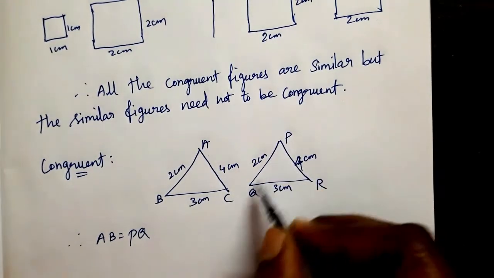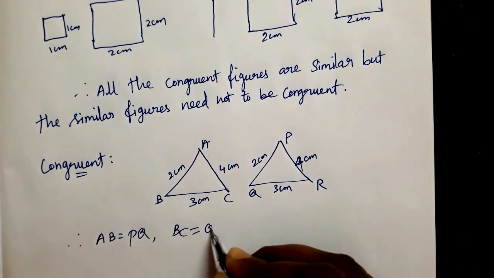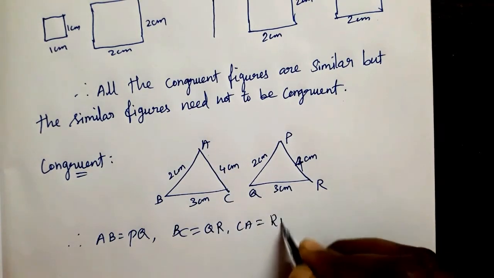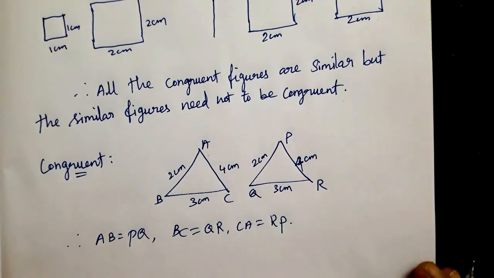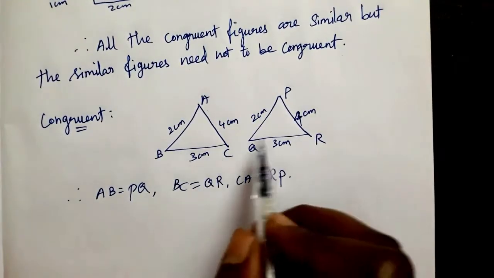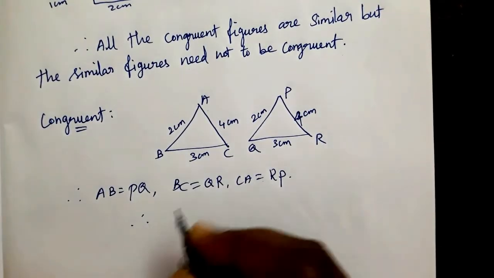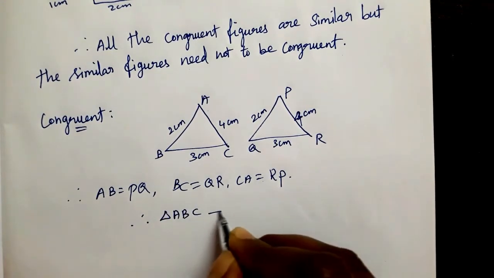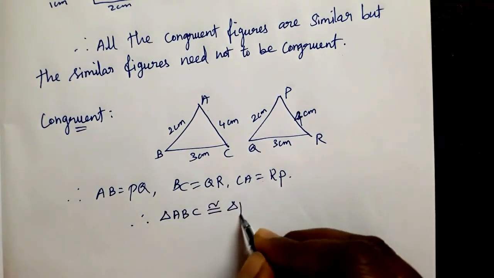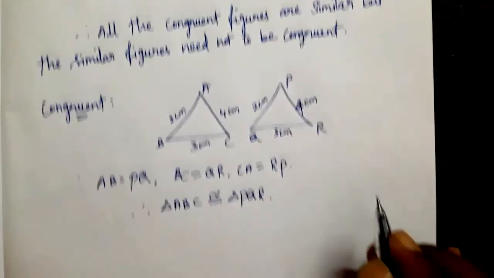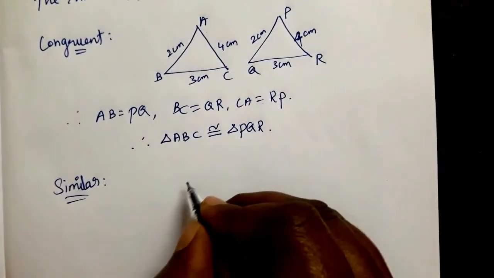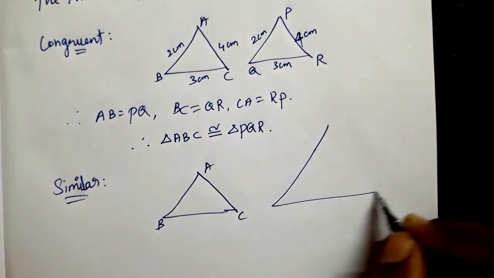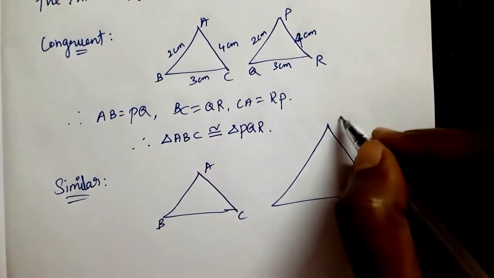Therefore, AB equal to PQ, BC equal to QR and CA equal to RP. All the corresponding sides are equal. Therefore, the given two triangles are congruent. So it can be written as triangle ABC congruent to triangle PQR. Next, similar triangles. Consider two triangles ABC and PQR.